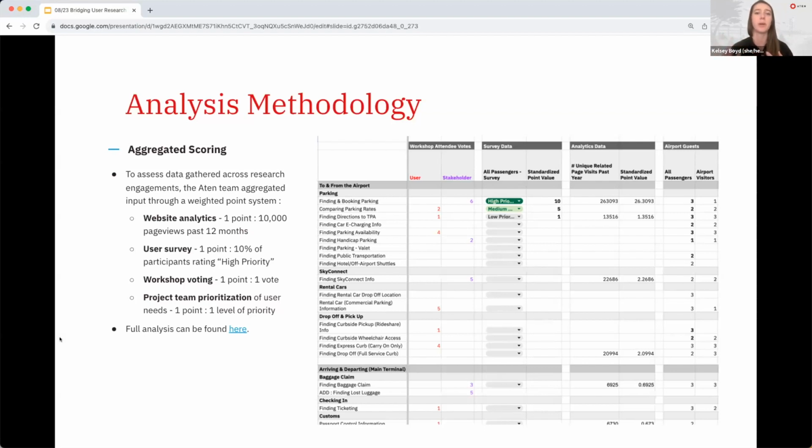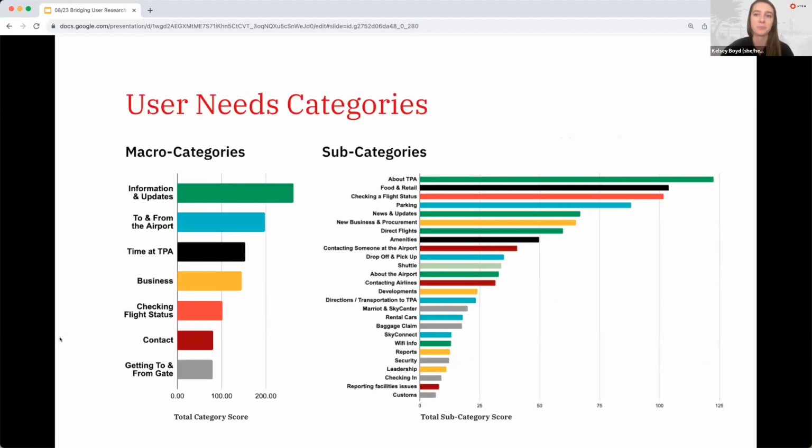So this is really where having that kind of moderated research, as opposed to unmoderated research like surveys and analytics, can really give us an ability to compare different data sets and build on the quantitative data that we have. So this methodology results in a clear analysis for us of which topics are most important across the greatest range of groups and research engagements.